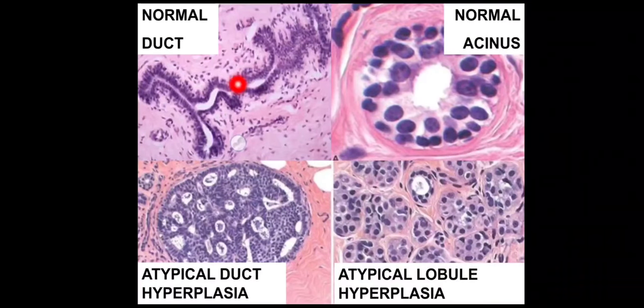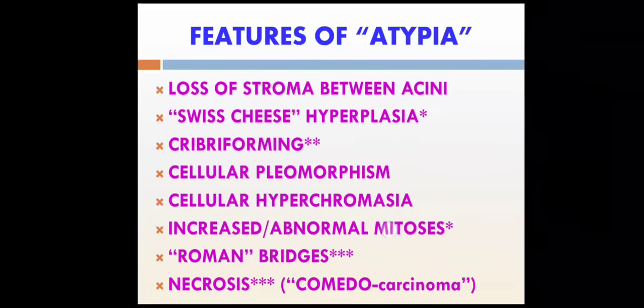So here you are seeing a normal duct. Ducts are usually elongated, slit-like spaces lined by bilayered epithelium. And here you are seeing an acinus, which is a gland-like structure with bilayered epithelium. And what happens here now? In a duct, these slit-like spaces will convert into round spaces.